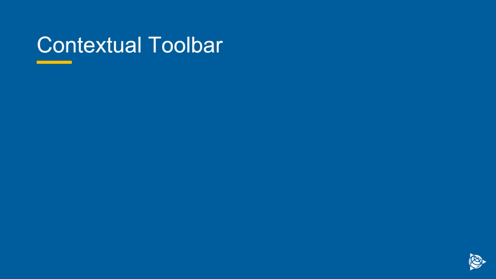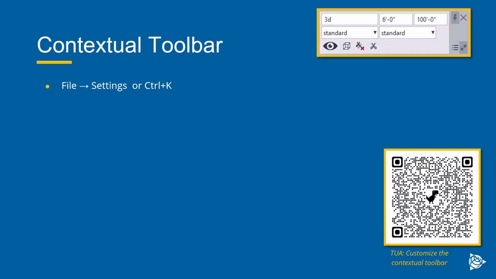There's a lot of places that we can start tweaking things, but one that I think we want to talk about is the contextual toolbar. If you're familiar with it, this is kind of what it looks like, especially if you're just looking at a view, and you can access it through File and then the Settings menu. There's a checkbox, or you can hit Control K. This guy follows your cursor around on screen unless you pin him. But you can actually do a little bit more.